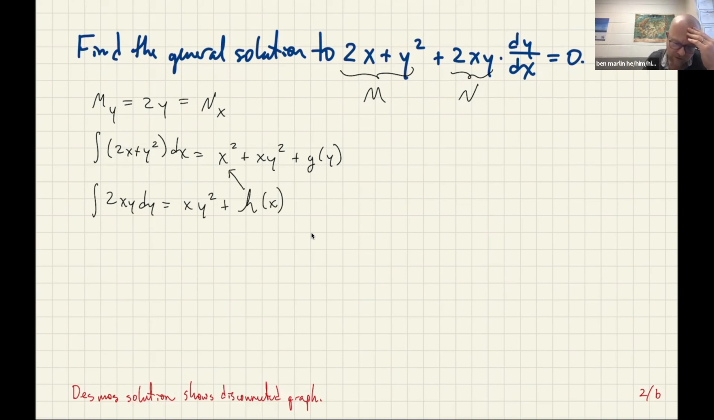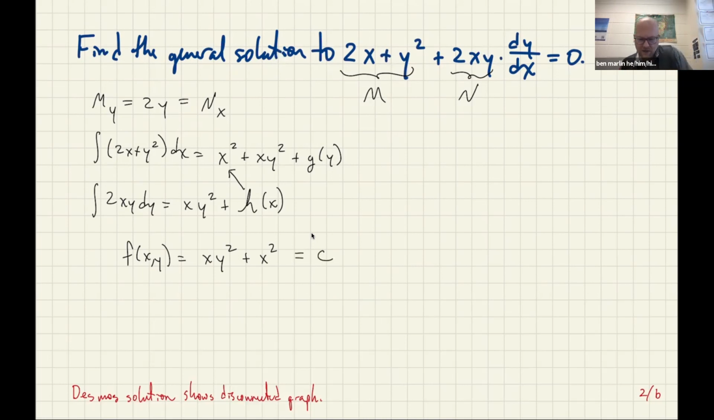So now our function f of x,y, that's our potential function, we just piece it together: the xy squared that appeared in both of them, and then the x squared that appeared in one of them. Then you could say plus c here, or alternately, since what we're looking for is a solution, say equals c like that.